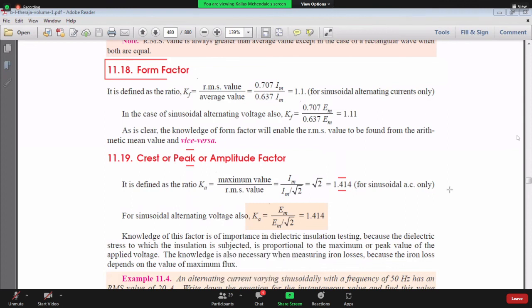Okay, 11.19. As I told you, your syllabus for class test 1 is going to be till 11.19. This book has plenty of solved numericals. I will not be doing those solved numericals, but there are unsolved numericals, and plenty of books available. So I have a decent database, and we'll be doing those numericals.